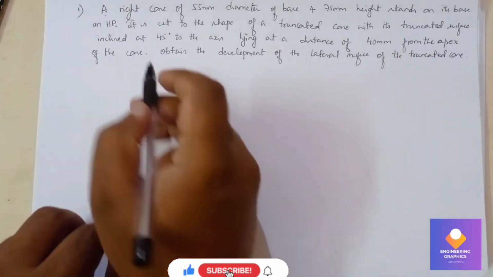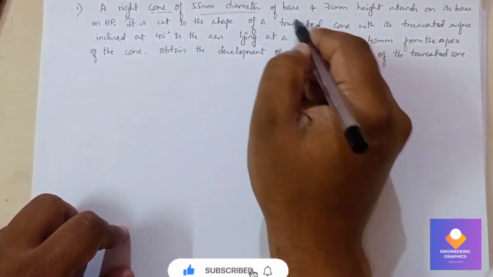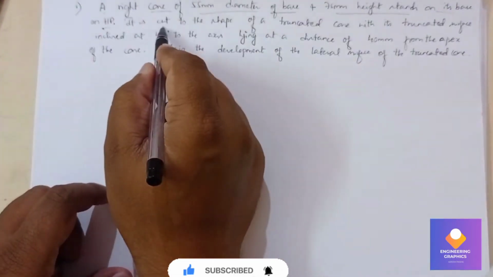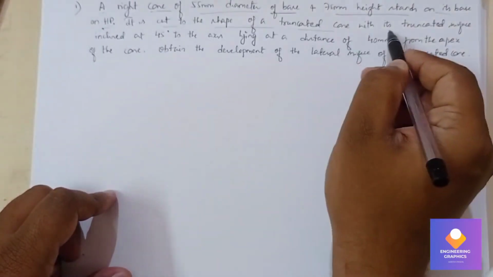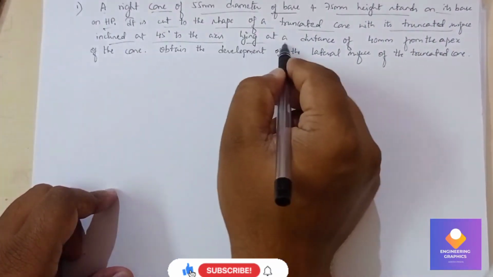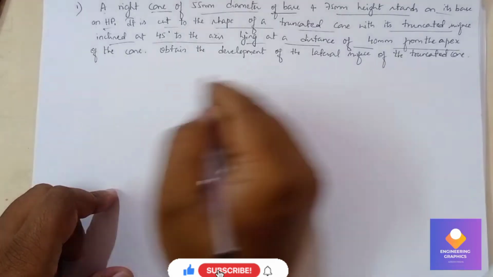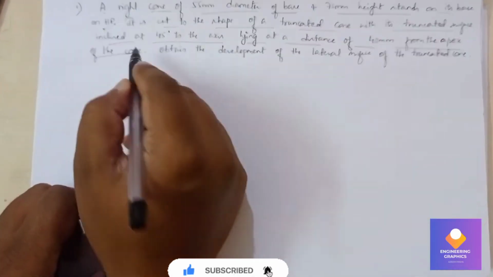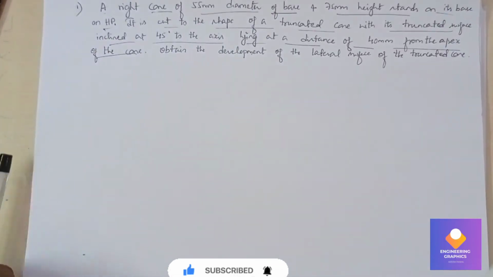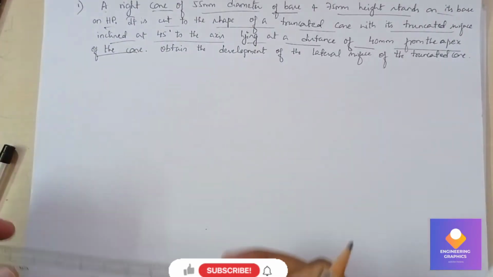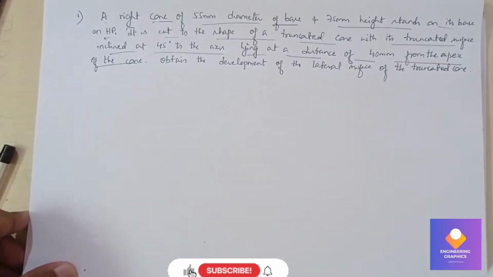Here in the problem, a cone of diameter 55 mm and height 75 mm is given. It is resting with its base on HP. It is cut by a section plane at an angle of 45 degree to the axis, at a distance of 40 mm from the apex. So we need to draw the development of this truncated cone. First we draw an XY line here.